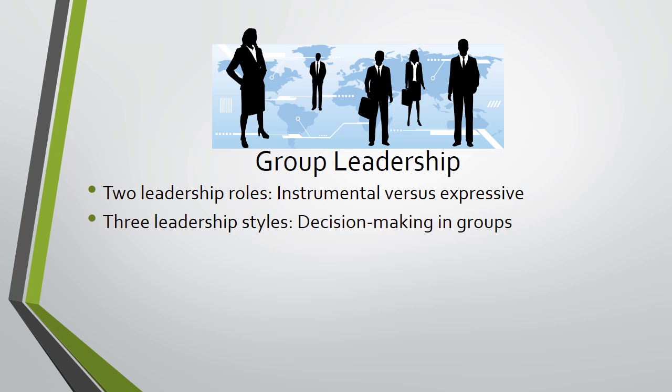There are also three leadership styles which relate to the process of decision-making in groups. The first is authoritarian leadership, which focuses on instrumental concerns, takes personal charge of decision-making, and demands strict compliance from subordinates. Now, this style works well in a crisis when the leader needs to take charge very quickly. Democratic leadership is more expressive and it tries to include everyone in the decision-making process. Laissez-faire leadership allows the group to function more or less on its own.